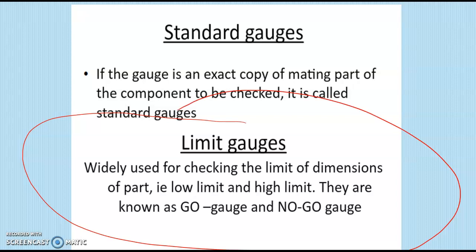The limit gauge is used for checking the limits of dimensions of parts, that is the low limit and high limit, otherwise known as minimum limit and maximum limit. One set of gauges contains two gauges, one go gauge and one no go gauge. One is used for checking a particular limit, and the other for the next limit. If the go gauge is used for the maximum limit, then the no go gauge is used for checking the minimum limit, and vice versa, depending on the feature of the part.